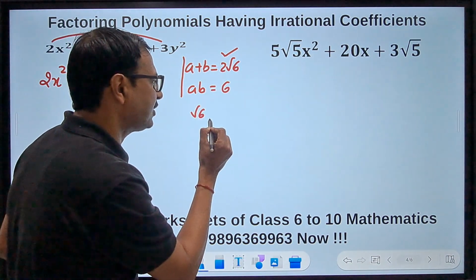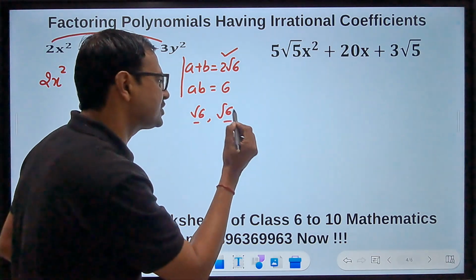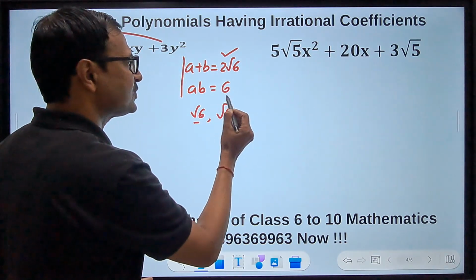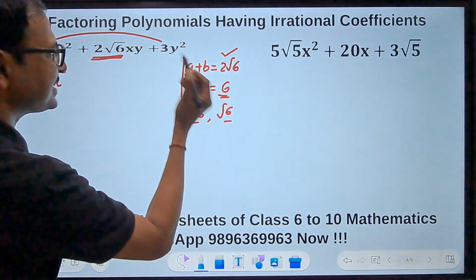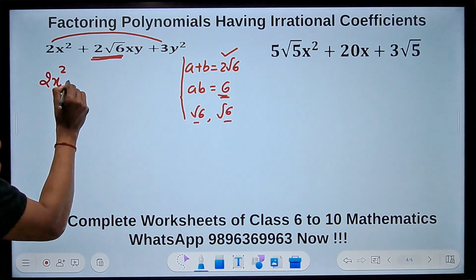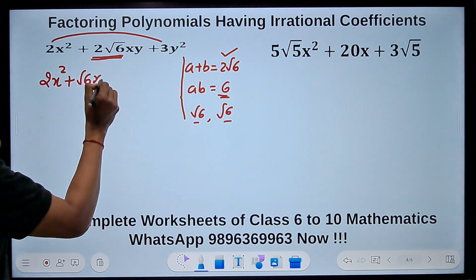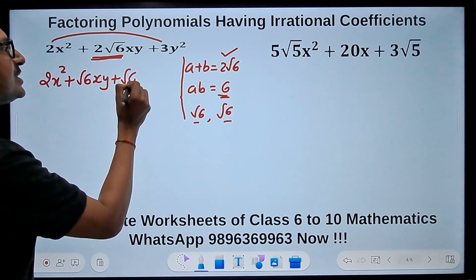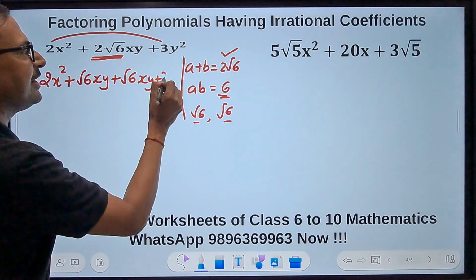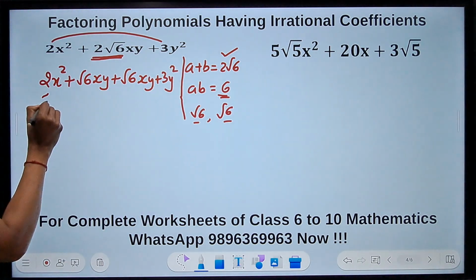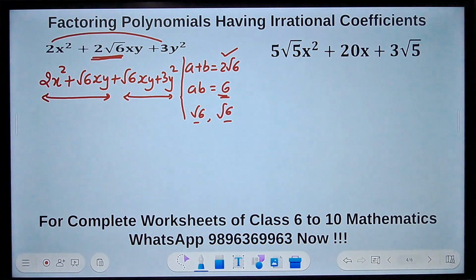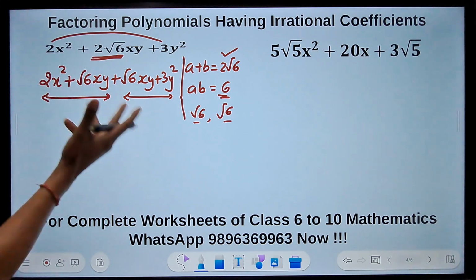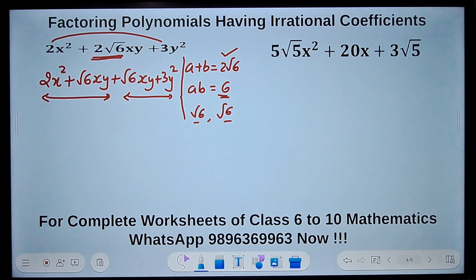So root 6 and root 6, and root 6 into root 6 itself is 6. That's what I want as the product. So no coefficients required here. Root 6 and root 6. Let's write here plus root 6xy plus root 6xy plus 3y square. And now when you take the common factor out of these two and these two, we are going to have something which will be different. Now what is that different thing?